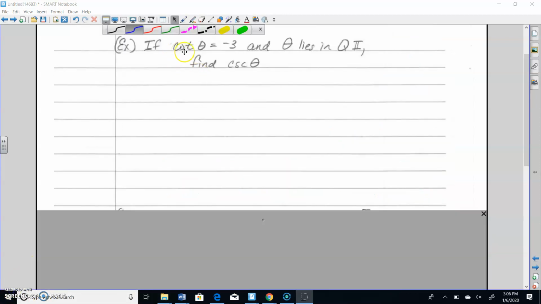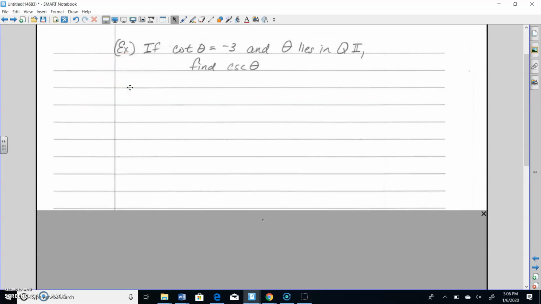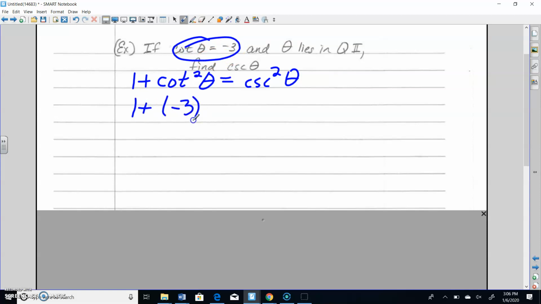So in this problem, we're given the cotangent, and we're trying to find the cosecant. So I would use the identity that involves both of those, the Pythagorean identity, and that is 1 plus cotangent squared theta equals cosecant squared theta. And I know what the cotangent is, so I'm just going to plug that value in for cotangent. So that gives me 1 plus negative 3, but I'm going to square that, equals cosecant squared. And a negative 3 squared is 9, plus 1 would be 10.